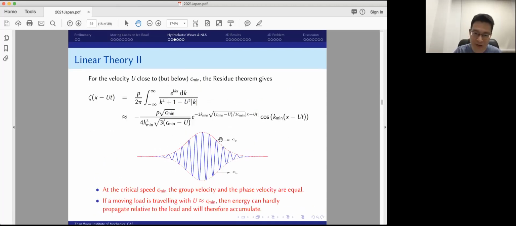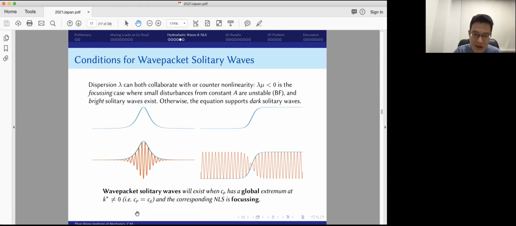You need two conditions. One condition is you need some point which is non-dispersive, where the group velocity is equal to the phase velocity. And the second condition is that the NLS at this particular point should be focusing. You have solutions that decay to 0 in the far field. And that's the condition for the existence of wave packet solitary waves.